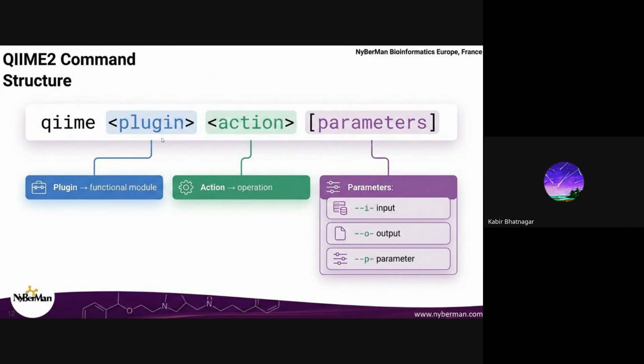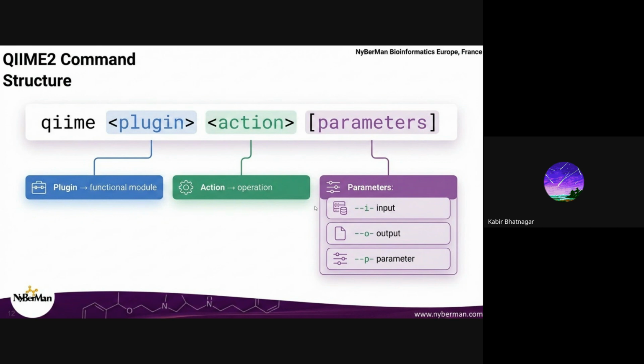If you want to do denoising, and in denoising specifically using dada2, here you will write dada2. So the plugin is basically the functional module that you use to suggest what function you want this QIIME command to do. That is what you put here. Action is what action you want to do. You want to import the data, you want to export the data, whatever you want to do, that is the action that depends on our requirement.